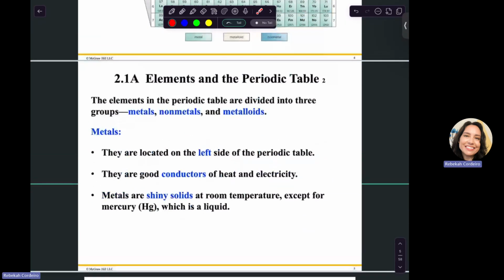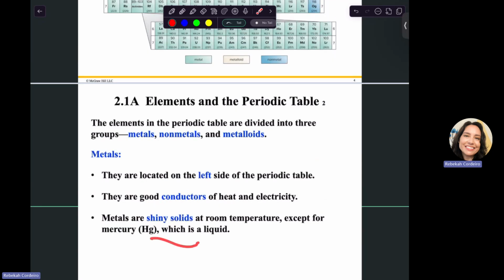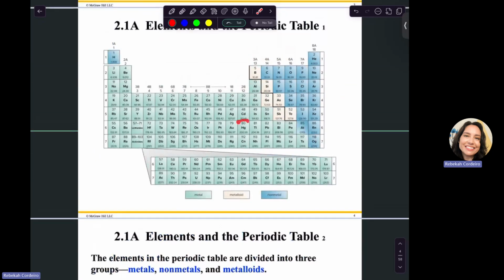Metals are good conductors of heat and electricity. You know that we use metals for electrical wires like copper. We also use metals to conduct heat, like in cooking with an aluminum pan. And they're usually shiny solids when they're at room temperature, except for mercury, which is a liquid. So all metals are solids except for mercury, Hg, which is a liquid.